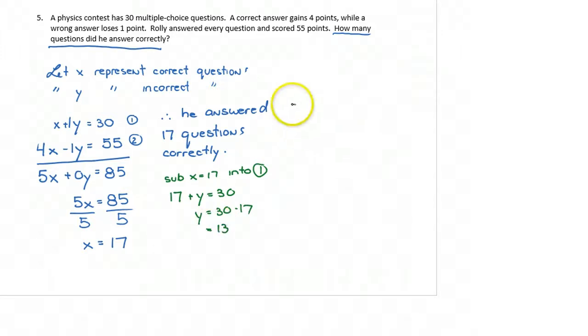So now we can do our check. 4 times 17 minus 13 should give me 55. So 4 times 17 minus 13. And sure enough, when I put that in my calculator, I get 55 equals 55. And I feel good. So notice this question is no different than any of the other ones we've done. We just have to come up with this initial set of equations.